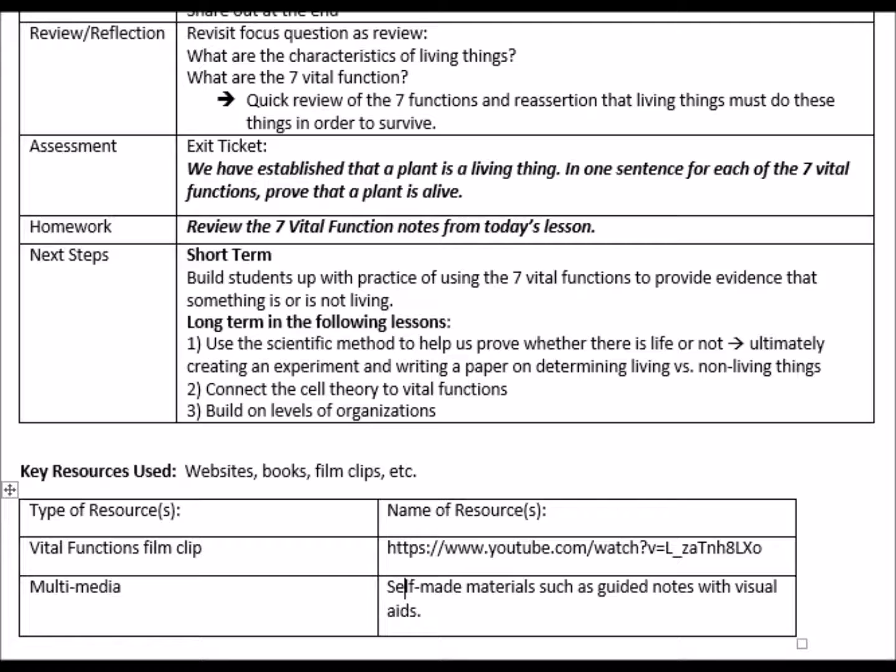For my next steps in the short term, I will be building students up with practice using the 7 vital functions to provide evidence that something is or is not living. In the long term, we will use the scientific method to help us prove whether there is life or not, ultimately creating an experiment and writing a paper on determining living versus non-living things. In the future, we will also connect the cell theory to vital functions and build on levels of organization.